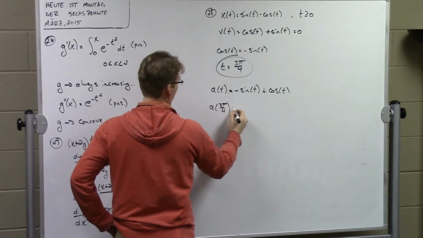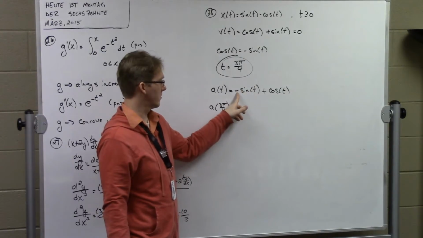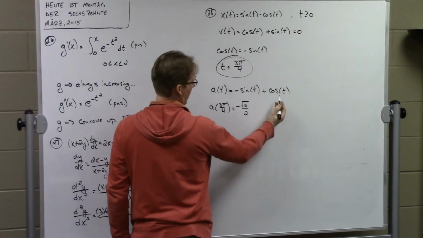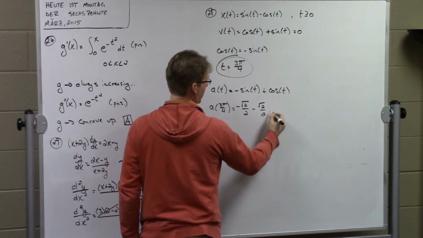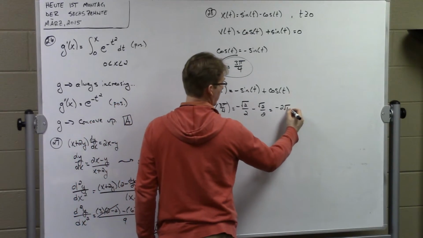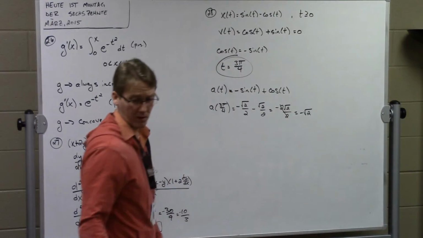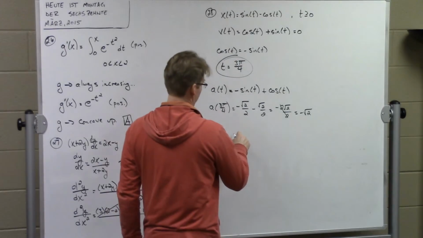Sine of that is positive root 2 over 2, because this makes it negative, so we're gonna have negative root 2 over 2. And cosine is already negative, so negative root 2 over 2. Those two don't cancel each other out. You end up with negative 2 roots of 2 over 2, or negative root 2, which is a. Boom.